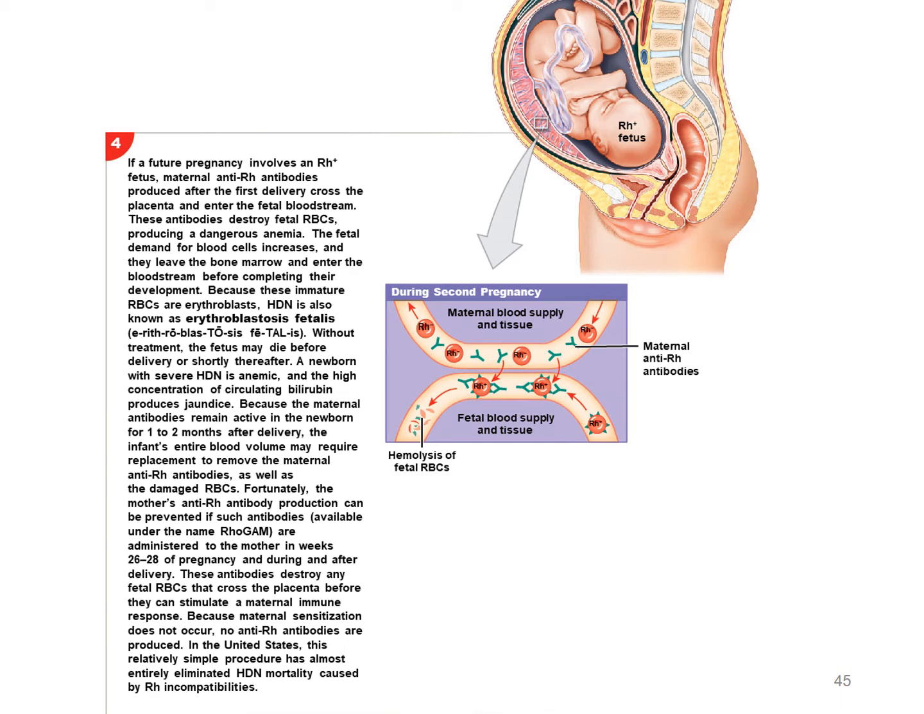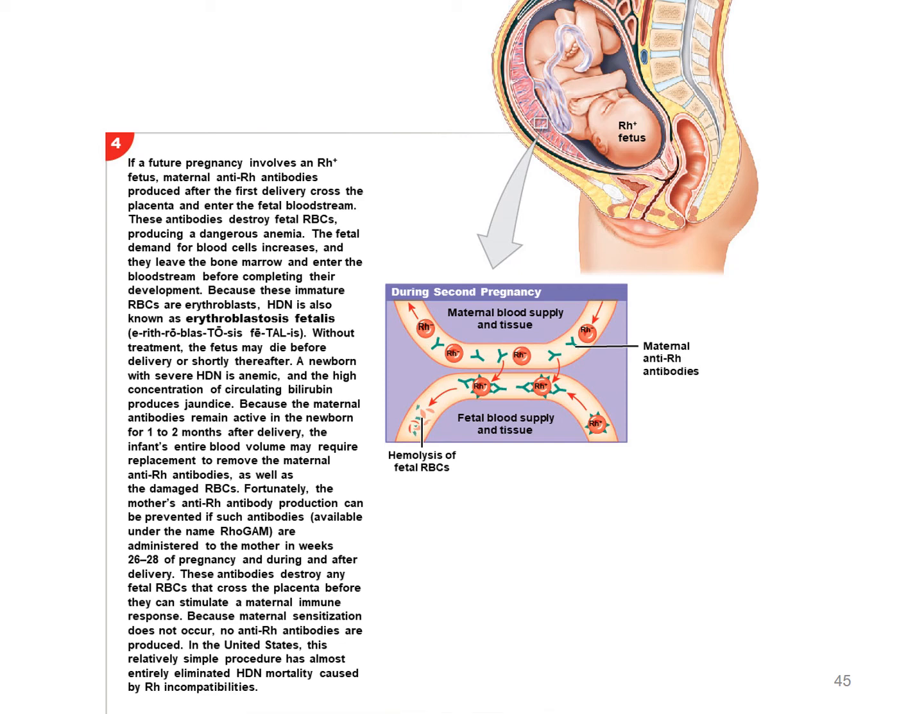A newborn with severe HDN is anemic, and the high concentration of circulating bilirubin will produce jaundice. Because those maternal antibodies will remain active in the newborn for 1 to 2 months after delivery, the infant's entire blood volume may require replacement to remove the maternal anti-Rh antibodies as well as the damaged red blood cells.